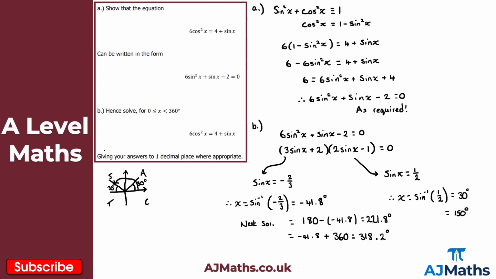Okay, so let me just write down the solutions here. We're solving for x here. So x is equal to, we've got 30 degrees to begin with. Like we said, we ignore this solution here. That falls outside of the domain. What have we got next then? Well, I've got 150 degrees. We've got 221.8 degrees. And then finally 318.2 degrees. Okay. And there we have it. So that is the solution there to part B.